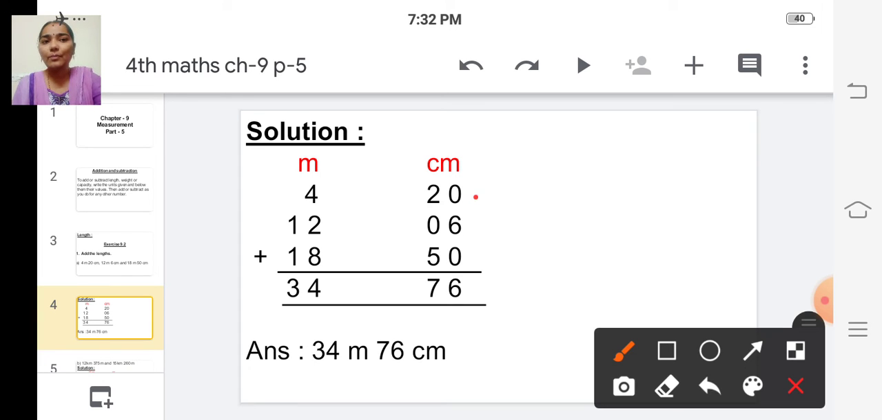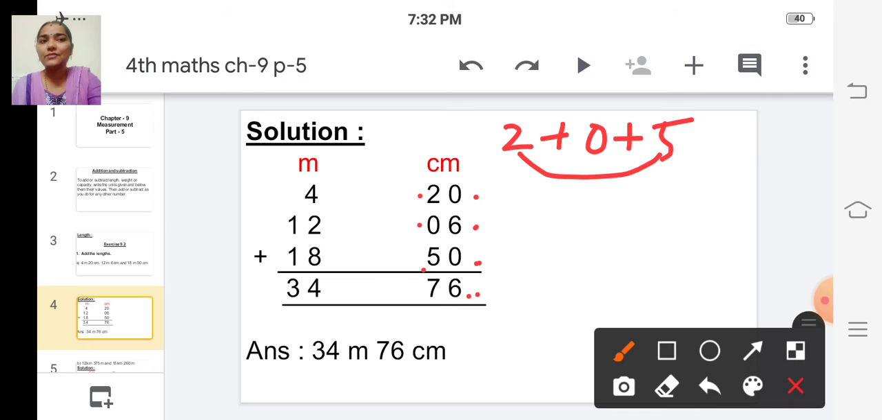How do we add? From the right hand side, from the ones place. Similarly here also we start adding from the right hand side. 0 plus 6 plus 0 is equal to 6. Next is 2 plus 0 plus 5. 2 plus 5 is 7, so write 7 here.